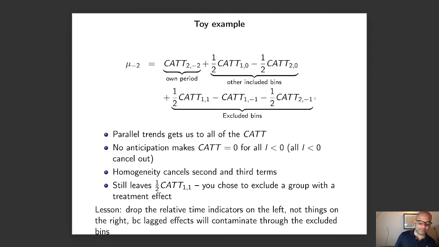But we're going to lose this. This is the excluded periods, and these will only cancel out if you have homogeneous treatment effects, because the sum of all these will be 0. All right, still leaves you. Well, actually, this will cancel out.